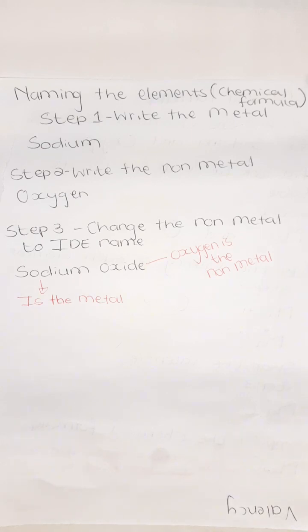So the first one you will write is a metal. Sodium is a metal, so you write it down. The second step is to write the non-metal, which is the oxygen. Now the third step is to change the non-metal to an ide name, which will be from oxygen to oxide. And then you combine them and it will be sodium oxide.